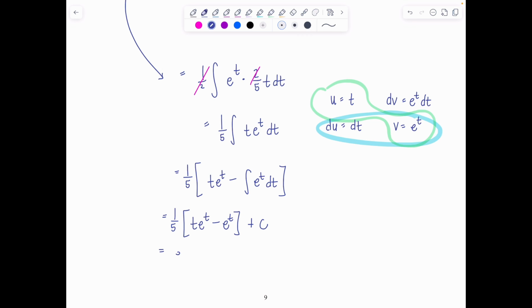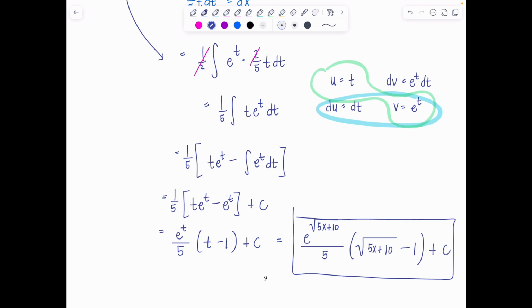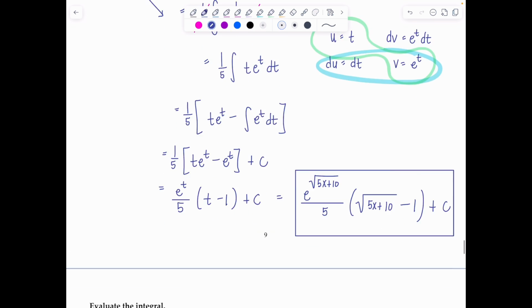I can factor out e to the t, can't I? Yes. Always simplify completely. And then don't forget to go back and substitute in. t was the square root of 5x plus 10. So this is e raised to the square root of 5x plus 10, over 5, times the square root of 5x plus 10 minus 1, plus c. Boom. Voila. It needed to be factored to be considered completely simplified and 100% correct. Okay. 2 more to go.